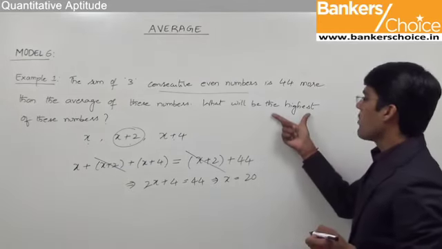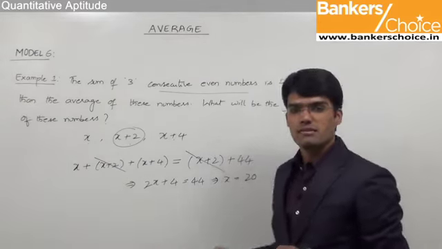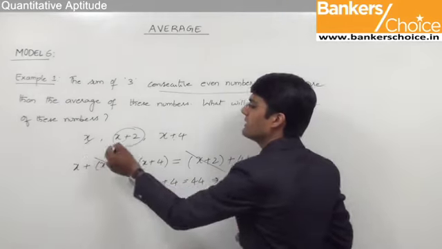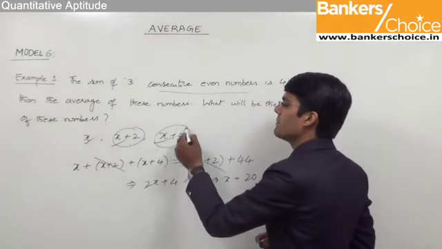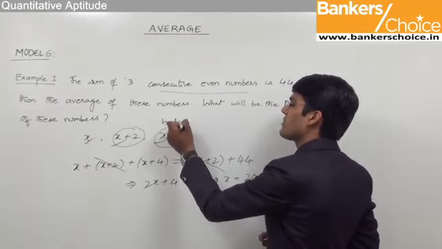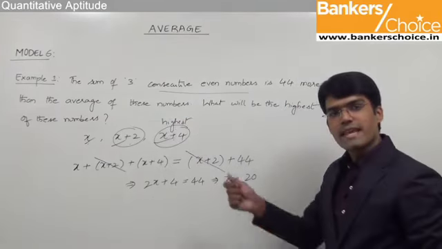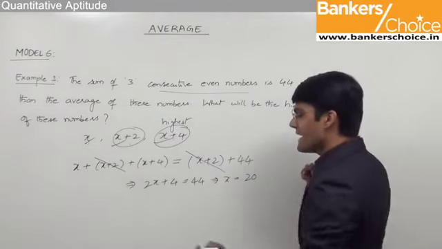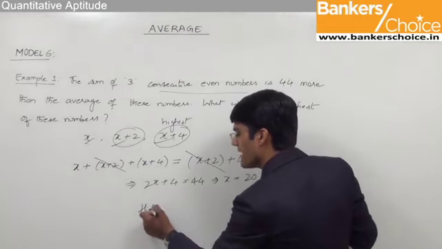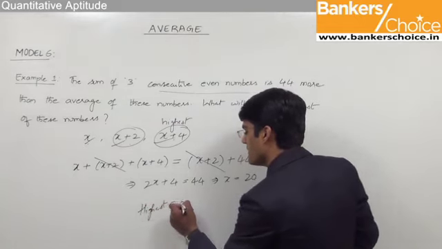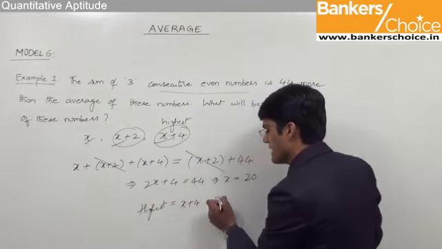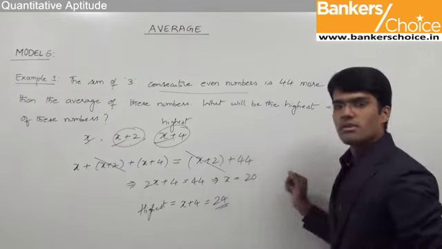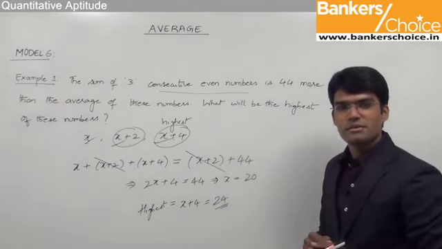And the question is, what will be the highest of these numbers? Very clearly, out of these 3 consecutive numbers, the highest number is x plus 4. So we are supposed to find out what x plus 4 is. We know that x is equal to 20. So we can say that the highest number will be equal to x plus 4, that is 24. So the answer for this question will be 24.